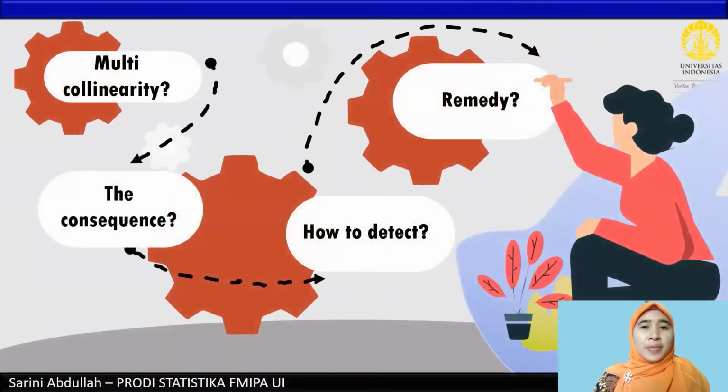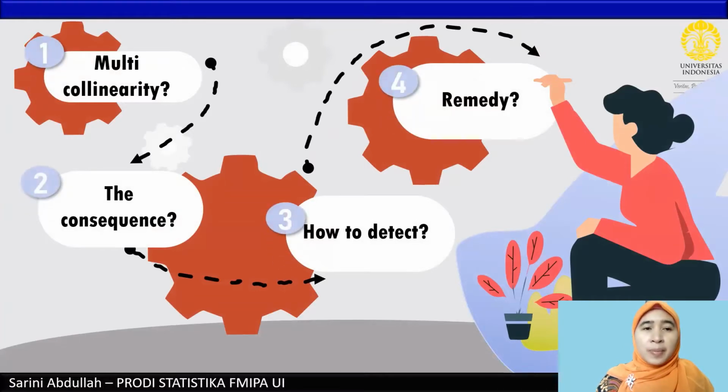So in this video, we will focus on the multicollinearity problem. We will learn what is meant by multicollinearity and what the consequence is if there is multicollinearity in our model, and then how to detect the multicollinearity, and later on we will see how to solve the multicollinearity problem in our regression model.